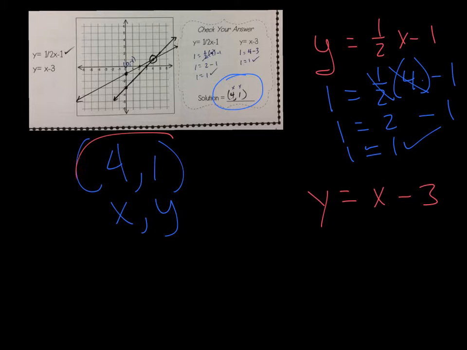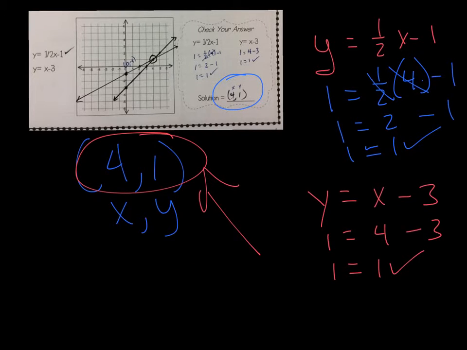Let's do the other side. Again, I'm going to plug in 4, 1. So 1 is the y, 4 is the x. 4 minus 3 is 1, so you get 1 equals 1, and that also checks out. Therefore, 4, 1 is a solution.